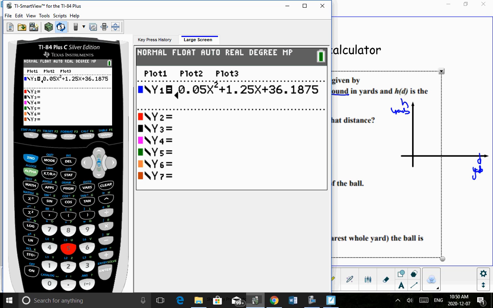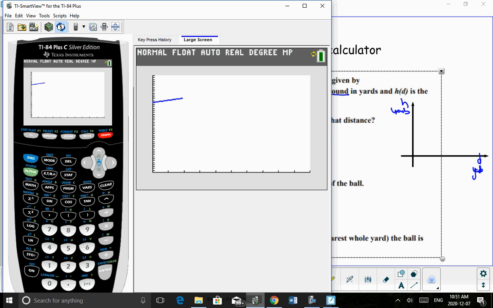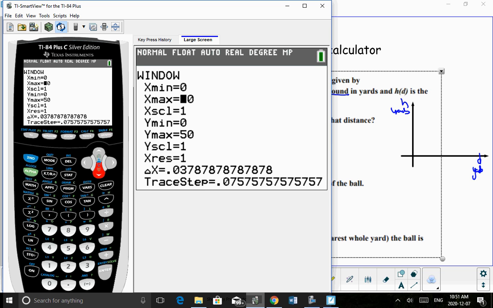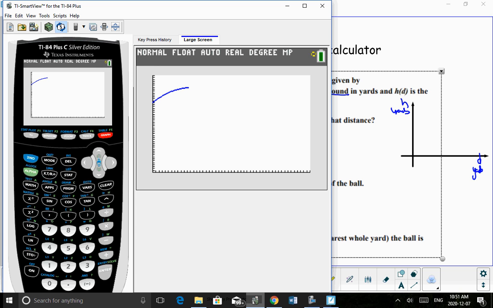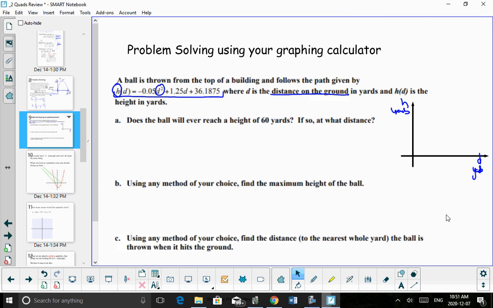I still have my window settings from the last question, so I'm just going to leave them there and see how accurate it is. I can see it slowly going up, but I can't see it coming down. So I'm going to have to really increase my X max this time. I'll make my X max 50, and we'll see if that works. Now I can see it coming up and coming down. Okay, that is the picture that I'm going to draw.